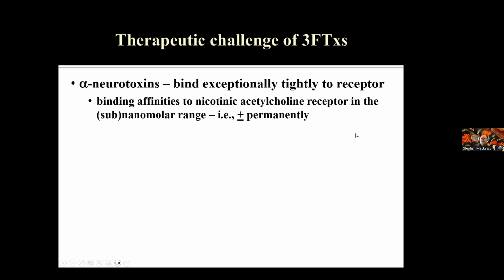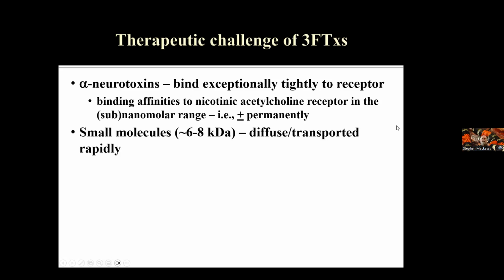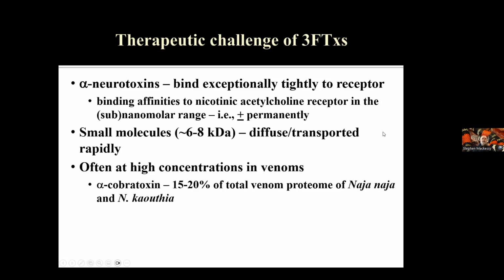In part, this is because it binds very, very well to the receptors. And so the alpha neurotoxins have evolved to recognize and bind to and incapacitate the acetylcholine receptors of skeletal muscle at a very, very low level. And so they are small molecules. They're very tightly tied together by disulfides. So they move through the systems fairly rapidly. And they can often be at fairly high concentrations. So cobratoxin, which is a classical alpha neurotoxin, can make up 15 to 20% of the total venom that's expressed in several species of the cobras.